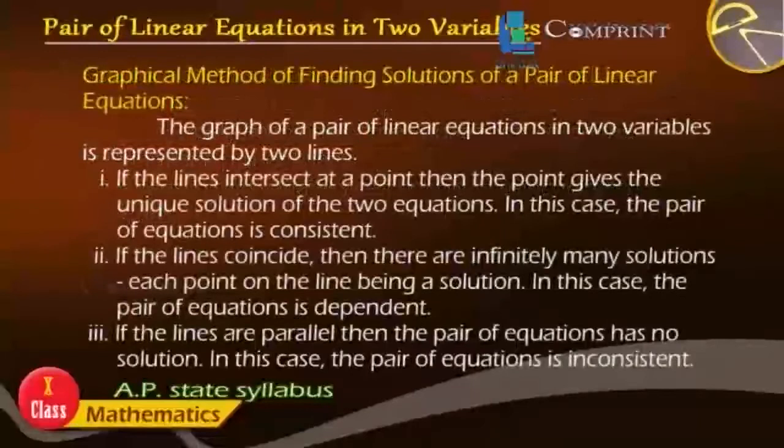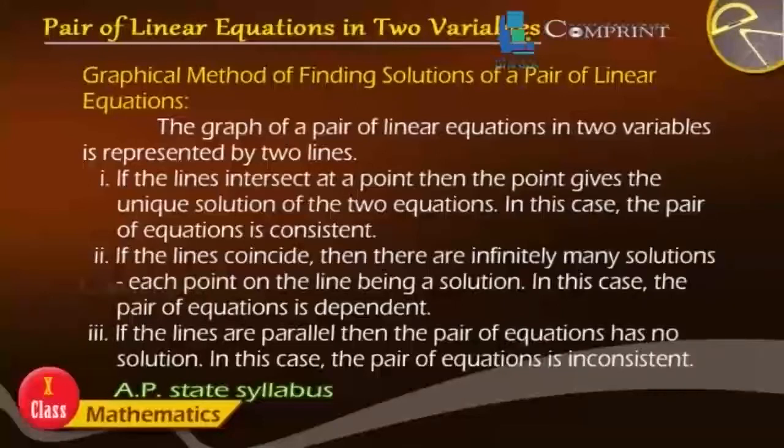Graphical method of finding solutions of a pair of linear equations. The graph of a pair of linear equations in two variables is represented by two lines. 1. If the lines intersect at a point, then the point gives the unique solution of the two equations. In this case, the pair of equations is consistent.